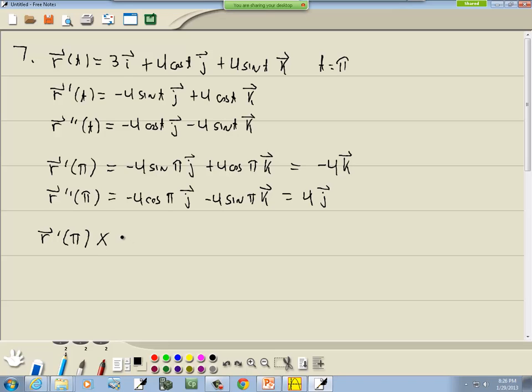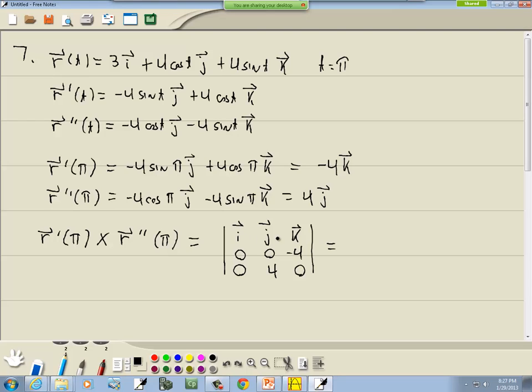So we've got the cross product of these, which we're going to have our i, j, k across the top. And for r prime, we just had a k, so this is 0, 0, negative 4. And for our second, r double prime, we had 0, 4, 0. Okay, the only one that actually is meaningful, assuming I didn't mess up my signs here, is the i.